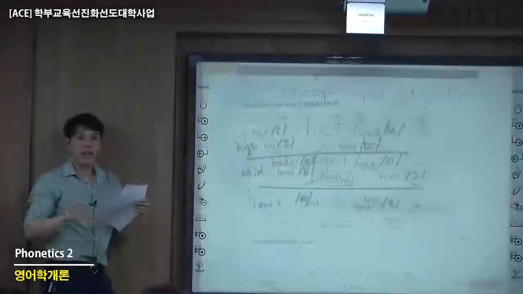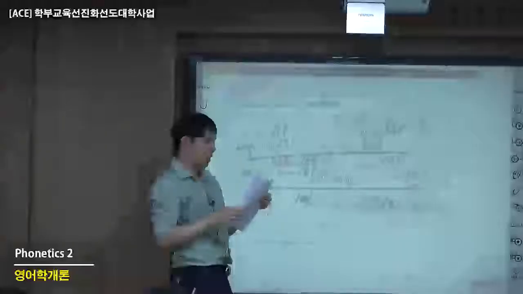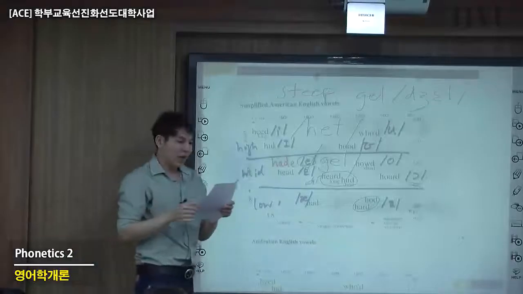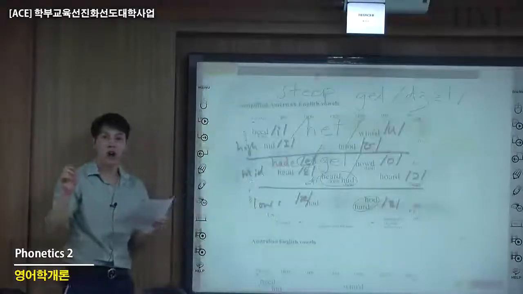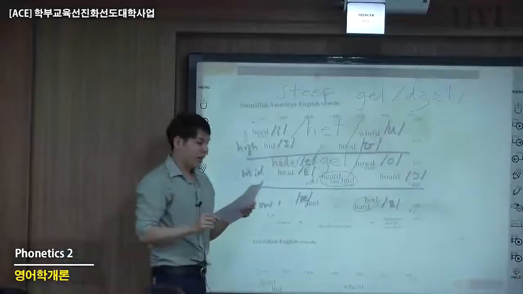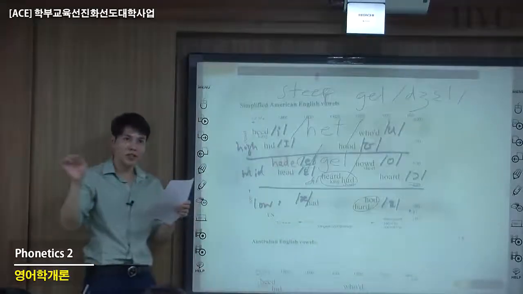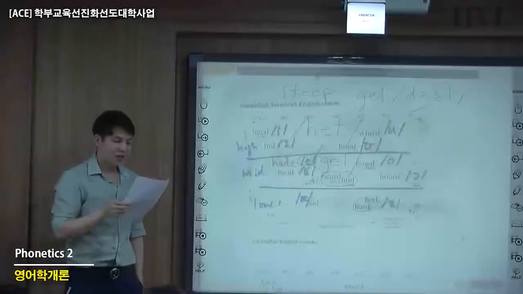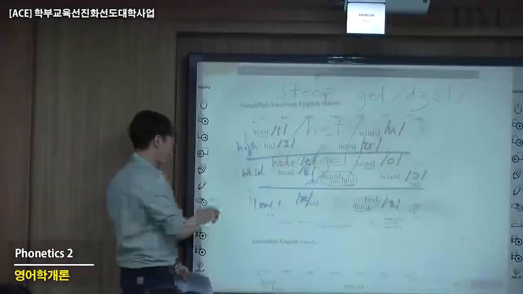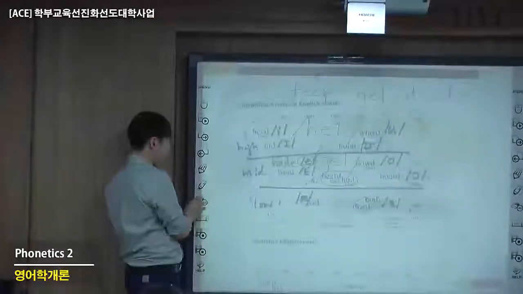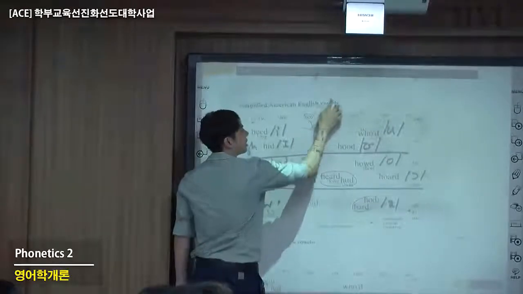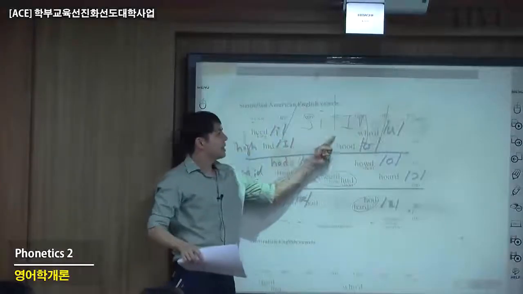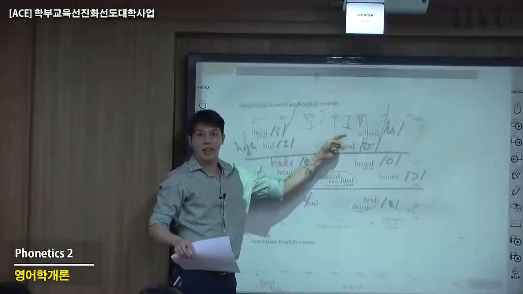Number 1, heap, right? Heap means like a pile of things, right? Number 2, tip is short. Tip is short i. Number 3, cream is also long, right? Cream. I think Koreans would pronounce it like kurim, right? Number 4, ceiling is also long, right? Ceiling. So it would be seal, right? Ceiling, like that, okay?